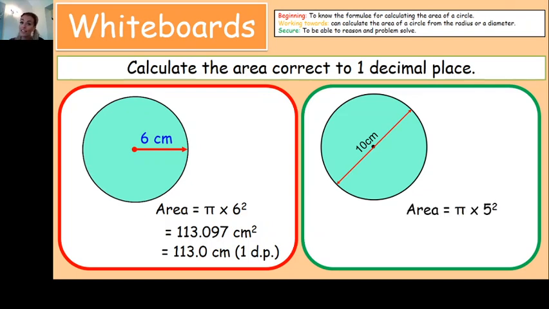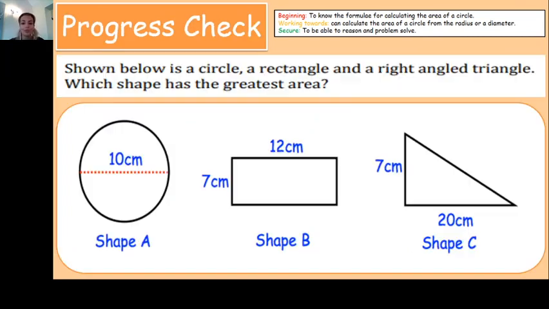Okay, so that wasn't the radius, that was the diameter, okay? To get the radius, you had to divide your 10 by 2 to get a radius of 5. So it's pi times 5 squared. That got you a final answer of 78.5 centimetres squared, and that's to one decimal place. If you got that, really well done, okay?